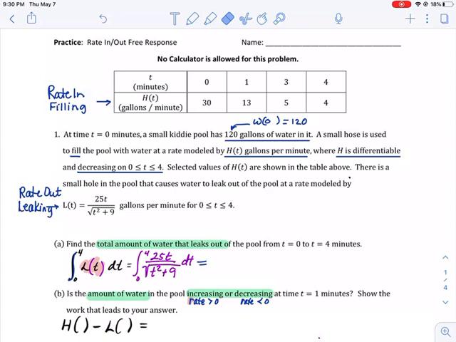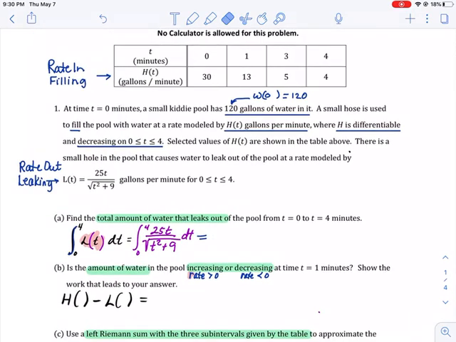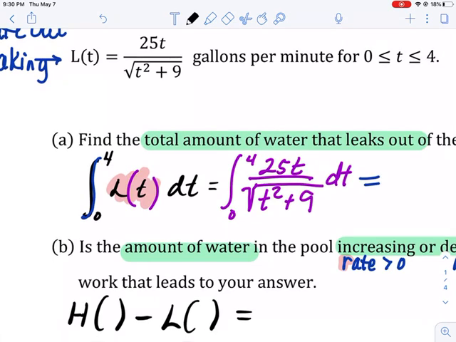So here, the rate in is the filling, h of t, and the rate out is the leaking. In the first problem, we're asked to find the total amount of water that leaks out of the pool. From the integral of a rate, you get back to the function, so to speak. Analyzing the units, we have gallons per minute times minutes, and when the minutes cancel, we're left with gallons. So the integral of the rate of the water leaking out will give you the gallons leaking out.